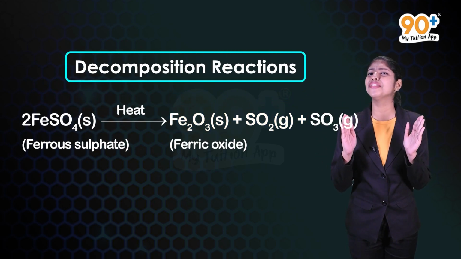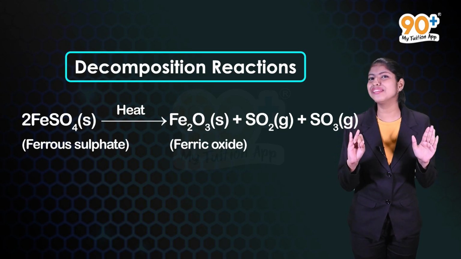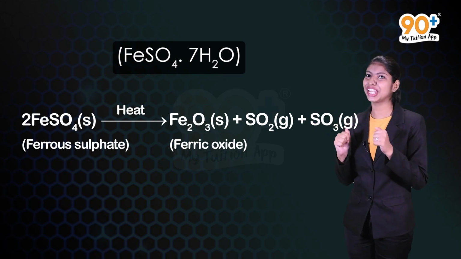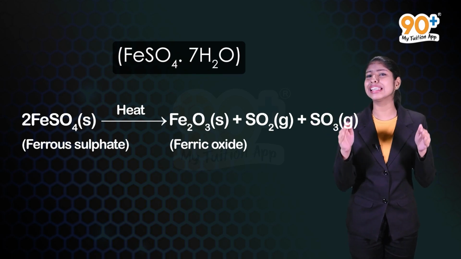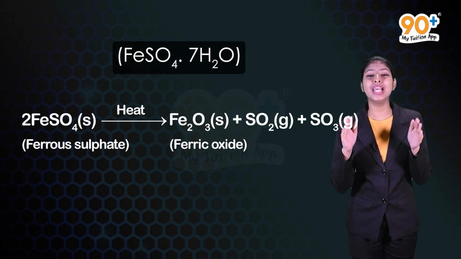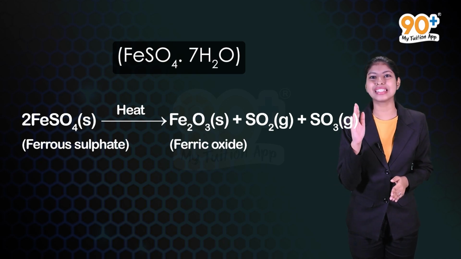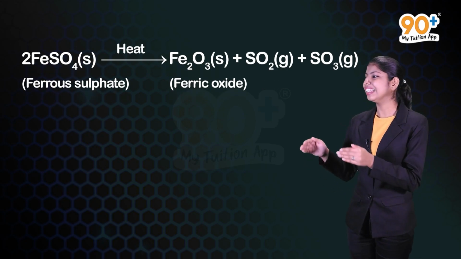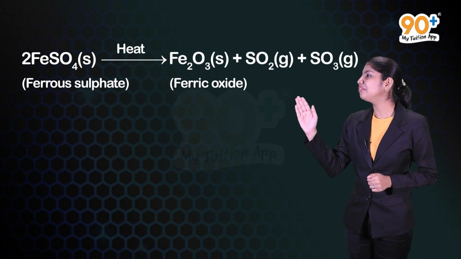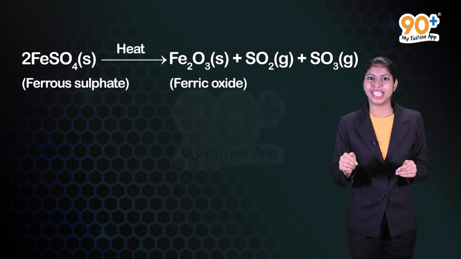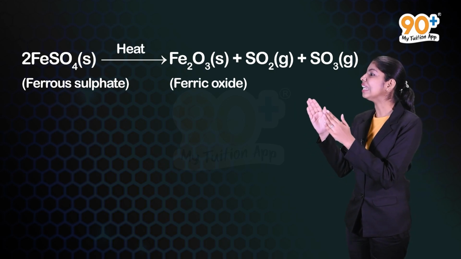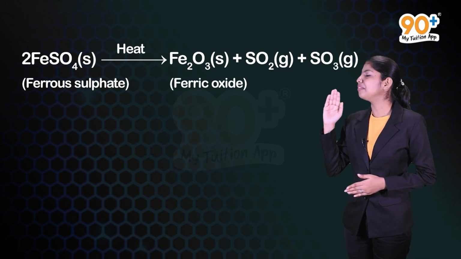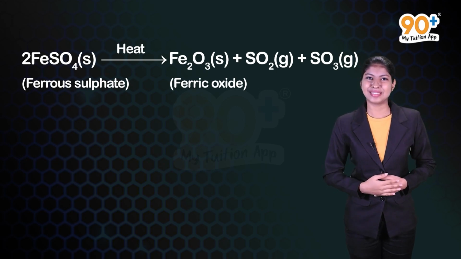We can say that ferrous sulfate crystals have 7 water molecules in it, that is FeSO4.7H2O. When we heat this, it loses its water molecules and also the color of the crystals changes. It then decomposes into ferric oxide, that is Fe2O3, sulfur dioxide and sulfur trioxide. Here Fe2O3 is a reddish brown solid, whereas sulfur dioxide and sulfur trioxide are gases.